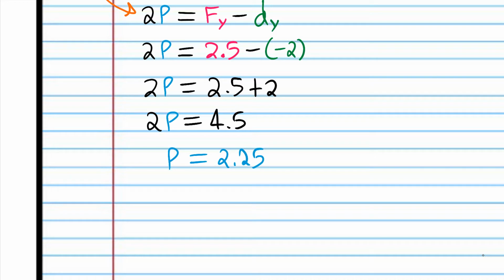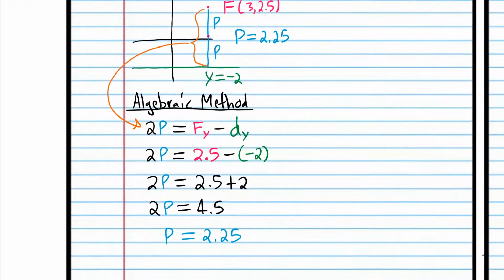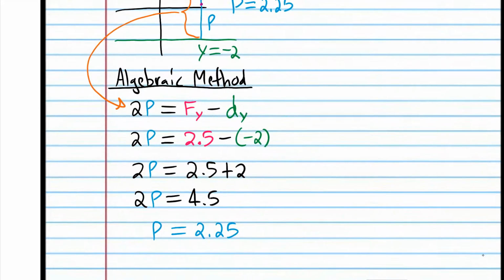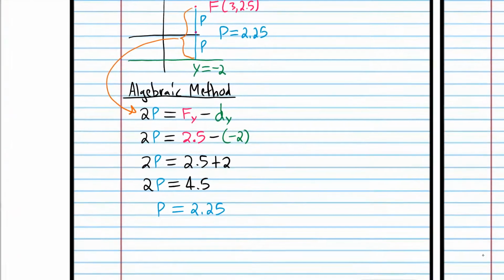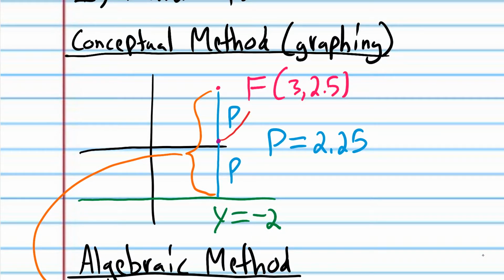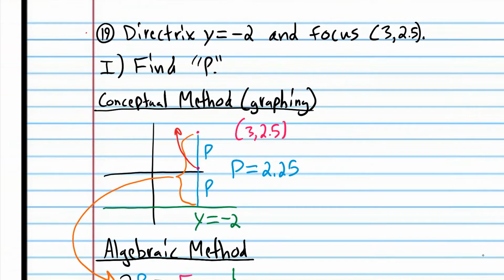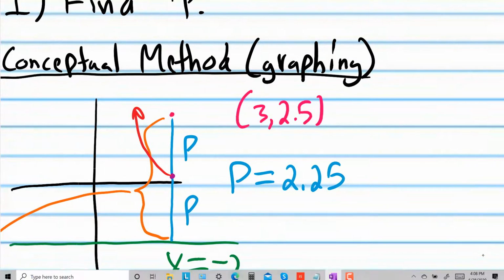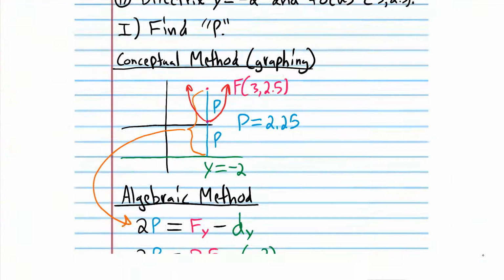I know that seemed really convoluted, but understand that you don't have to write all that. You can use the conceptual method. If you understand the relationship between the vertex, the focus and the directrix, you don't really need all this complicated algebra. So those are 2 methods to find p, and remember, this parabola is going up. It's going away from the directrix, so p is going to be positive.